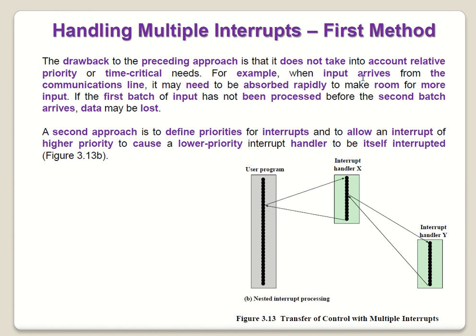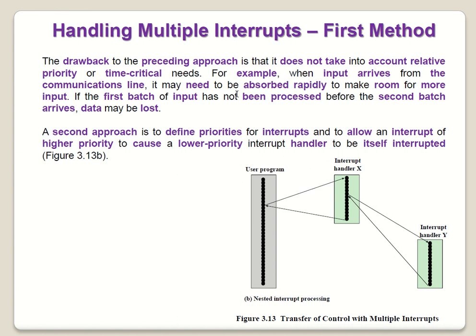For example, when input arrives from a communication line, it may need to be absorbed rapidly to make room for more input. But in this first method, that's not possible. In the case of this communication line, as you are not acting at the needed time, the data may be lost. So that is the problem with the first method. Then, it doesn't take into account the priority, that means the critical task.